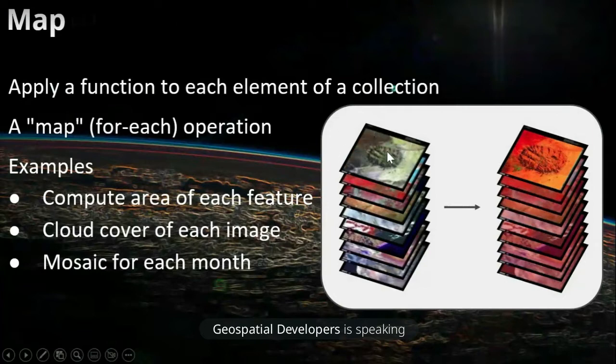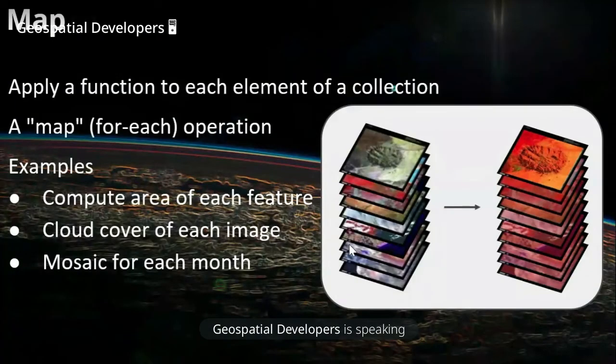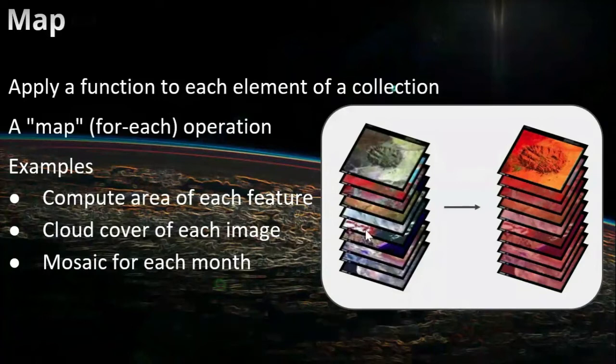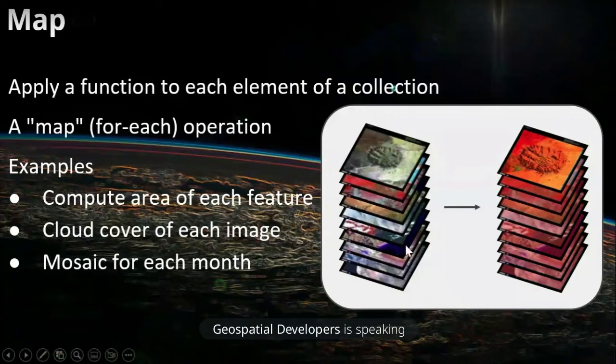So you can map that function to this image collection, and it's going to compute the NDVI for each of these images. So a typical example is what you see here. The map will just apply the function to each element in the collection. So if you've written a function, and the function is to compute an area for each of the feature, it can do that.